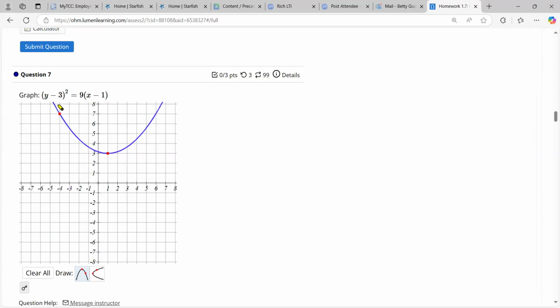Oh, hold on. We know this is going to be a horizontal parabola, so you click here. This is vertical. This is horizontal. If the square is on y, it is horizontal. So let's find the vertex first. The vertex is (1, 3), right? And then how do you graph the parabola? One way is to find another point, as you can see, based on the tool.